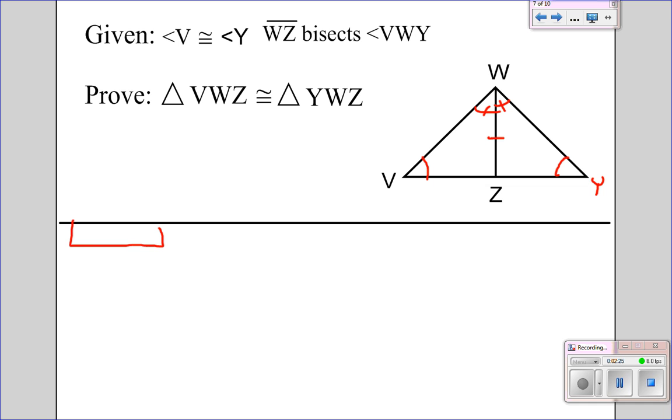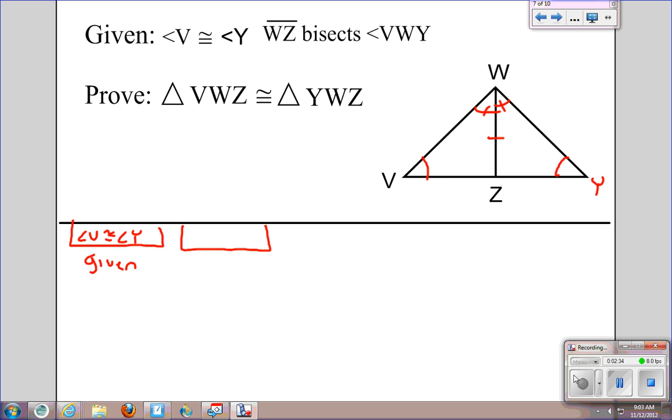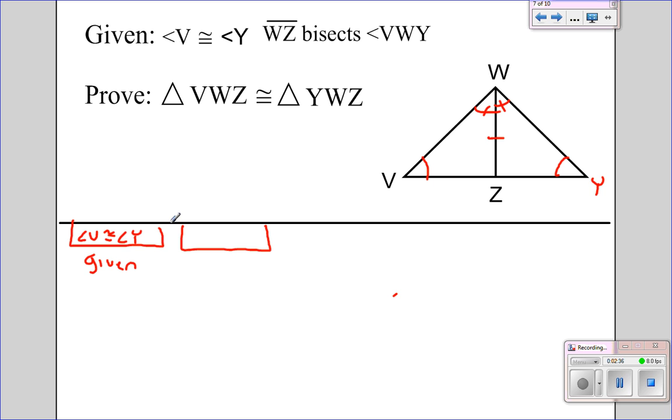So let's go ahead and write it out. We got angle V is congruent to angle Y. That's our given. We also have WZ bisects angle VWY, and that's our given. And finally, of course, we write our reflexive up top that WZ is congruent to WZ, and that's our reflexive property.